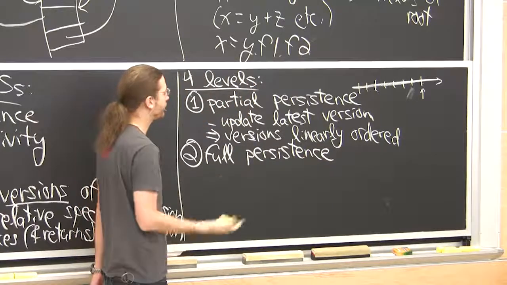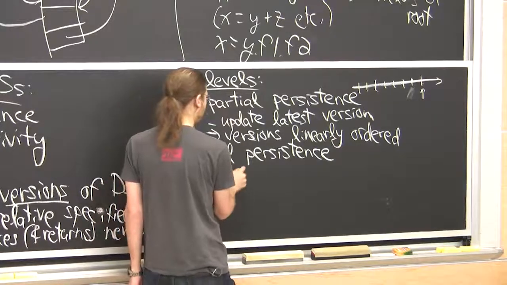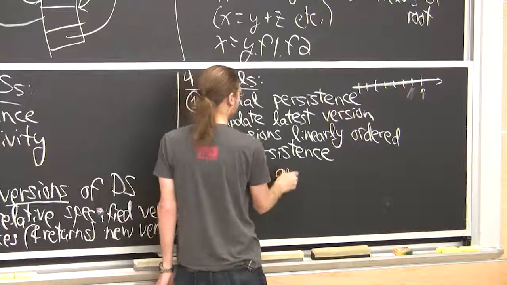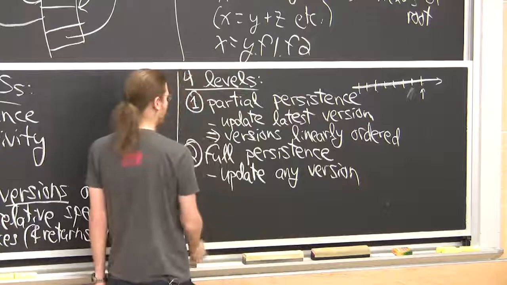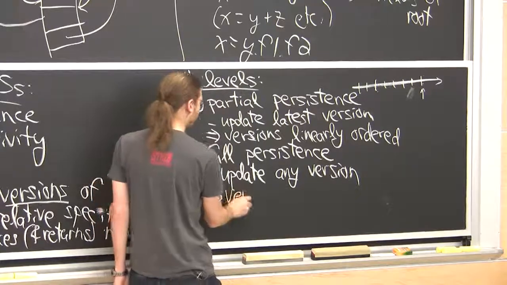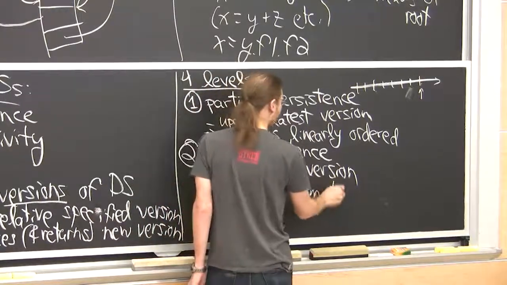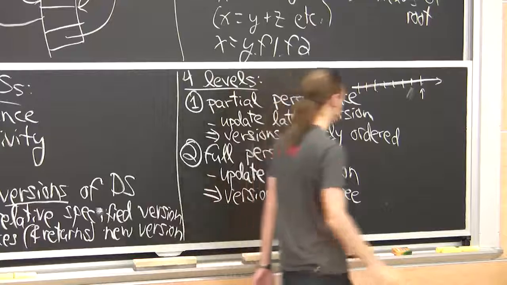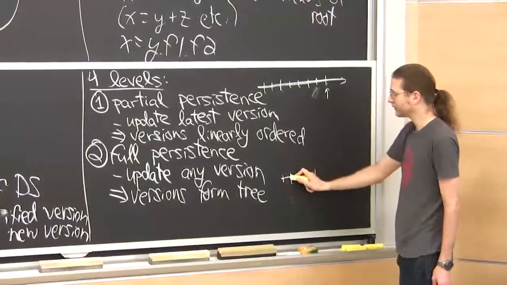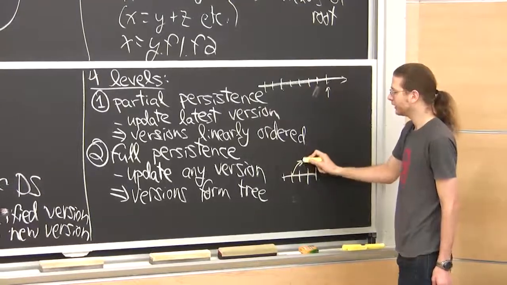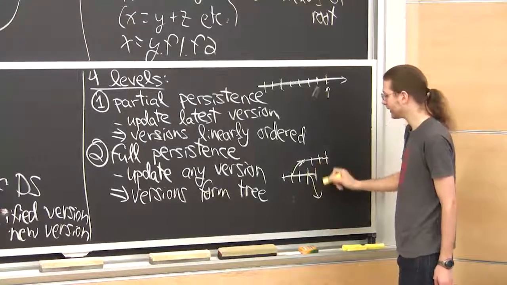In full persistence, you can update anything you want. So, update any version. And so then the versions form a tree. In this model, maybe you initially have a nice line of versions, but now if I go back to this version and update it, I branch, get a new version here. And then I might keep modifying that version sometimes. Any of these guys can branch.